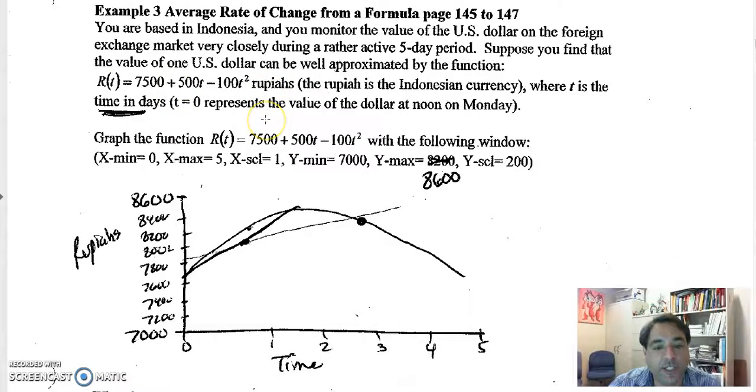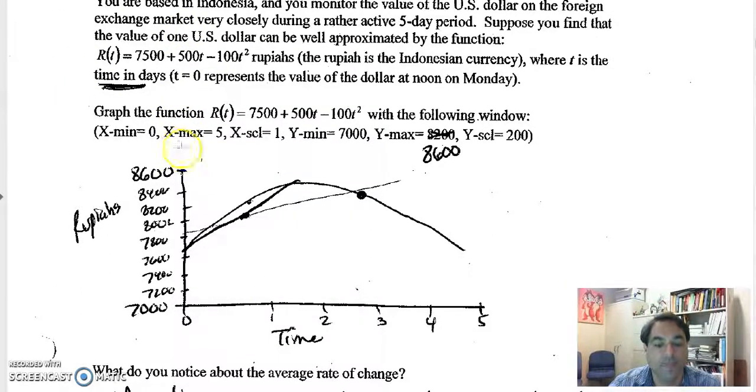So it's very important that you understand what is the input and what is the output. Every example needs to start with input, output. So your input is time in days. Your output is how many rupees. Now we're going to graph this, and I've given you the window, but we're understanding the window. Time in days starts at 0 for 5 days. And looking at the function, we're starting at 7,000 rupees up to 8,600 rupees.